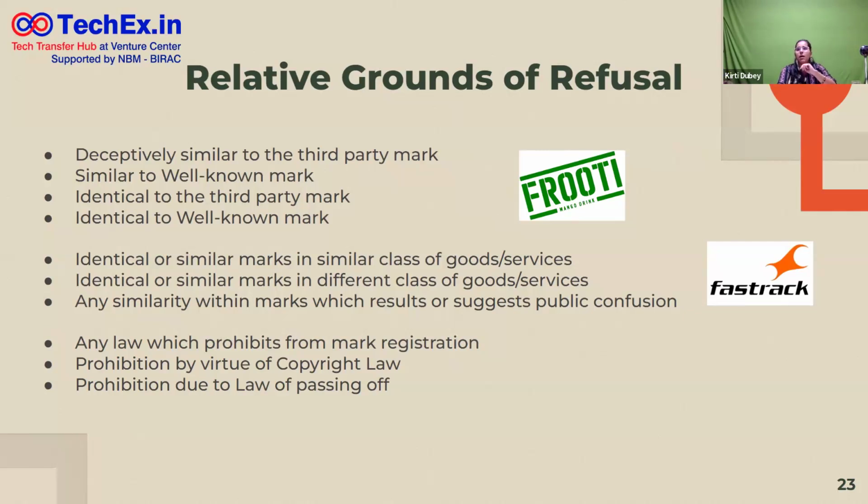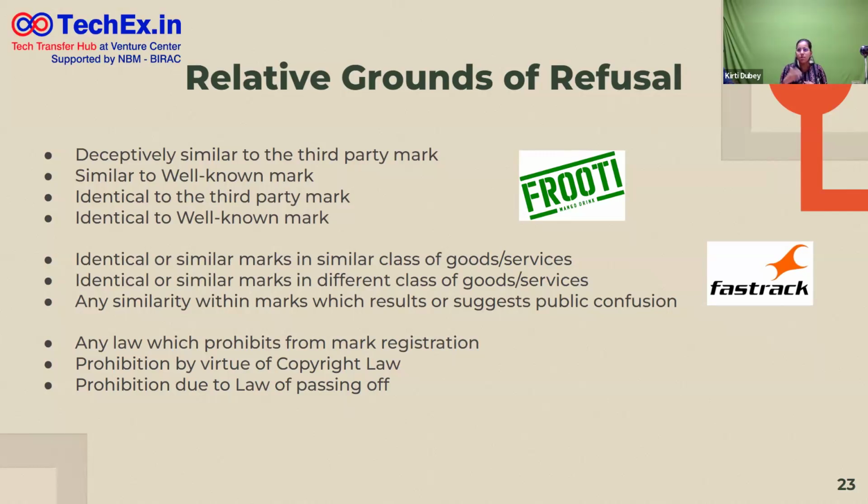Okay. So any mark which is, let's suppose, deceptively similar or identical to any mark which is already there, whether it's well known or third party, is not allowed to be registered, whether it's in a similar class or services or products or different ones, or if it will suggest any public confusion. These marks are not going to be able to register without these objections. So relative grounds pertain to these kinds of objections.